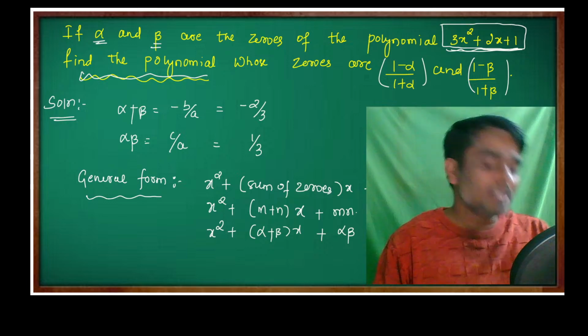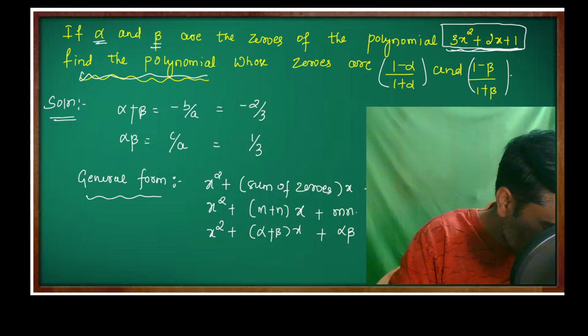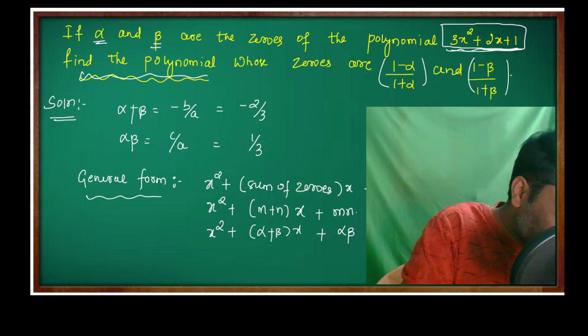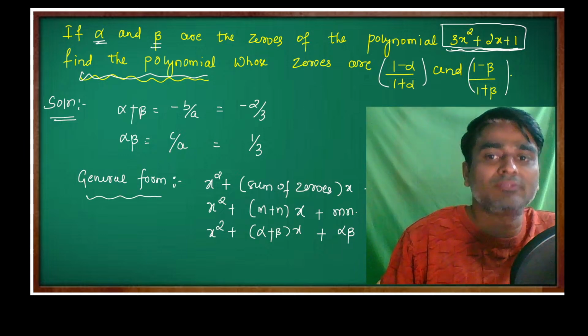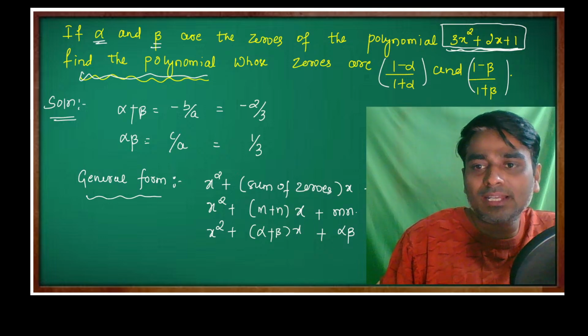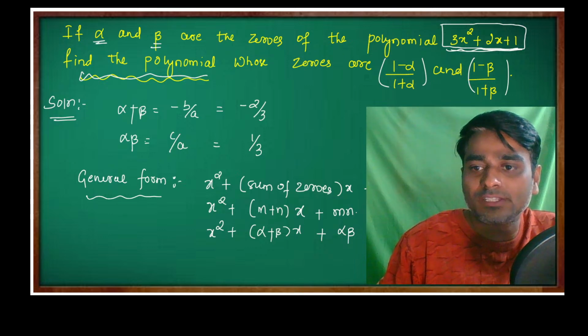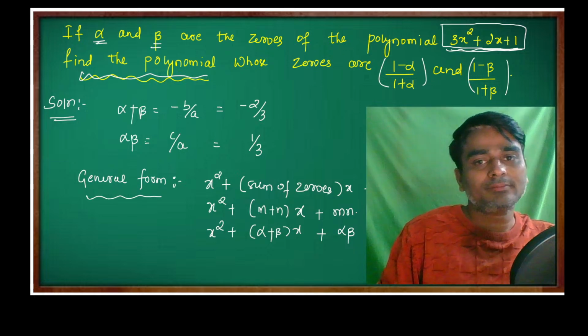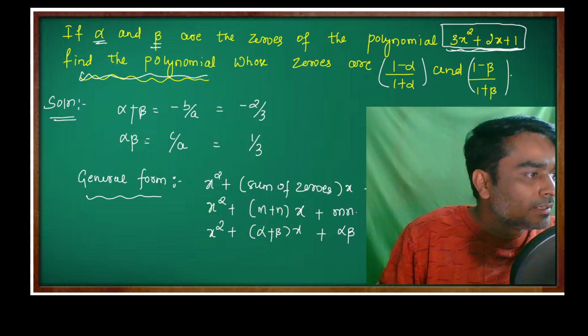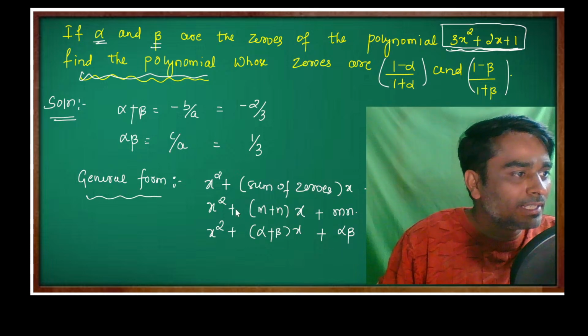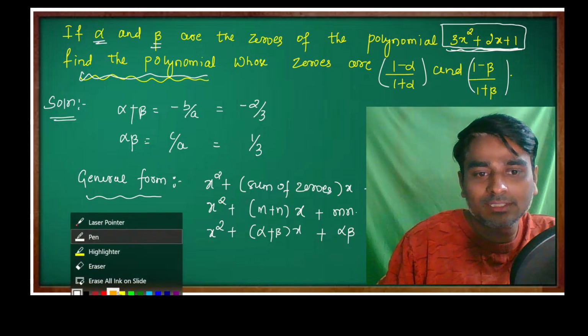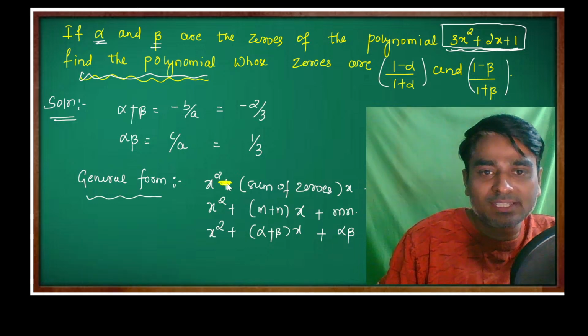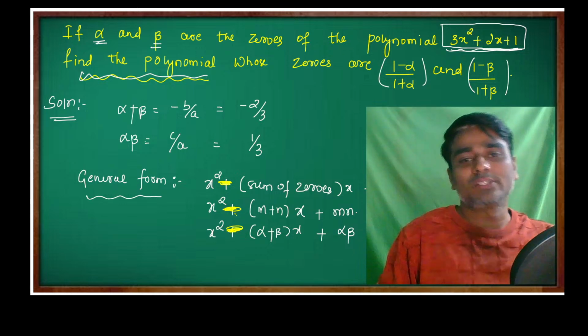Is everything clear till here? General form clear? m and n are zeros. m comma n or alpha comma beta, these are all zeros here. Here minus should come, correct. x square minus sum of zeros into x, then plus product of zeros.